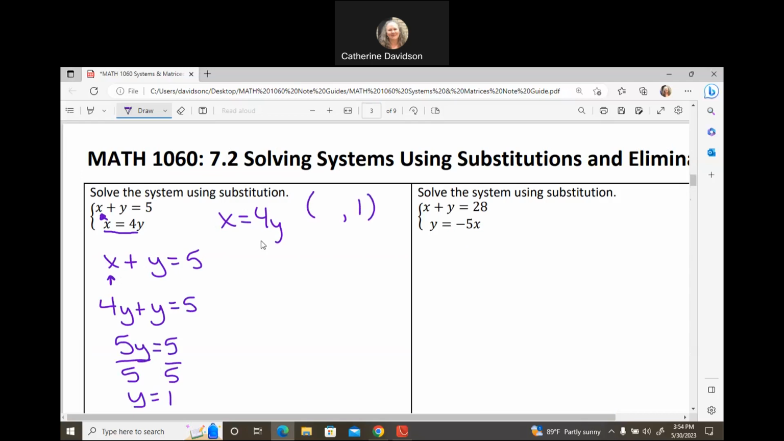So as far as the solution, we know y is equal to 1. From there, I can use either of the two equations to solve for x. The second one just looks a little bit easier. So I want to find what x is. I know y is equal to 1. So x is equal to 4. You could also plug it into the first one. It's irrelevant which one we use.